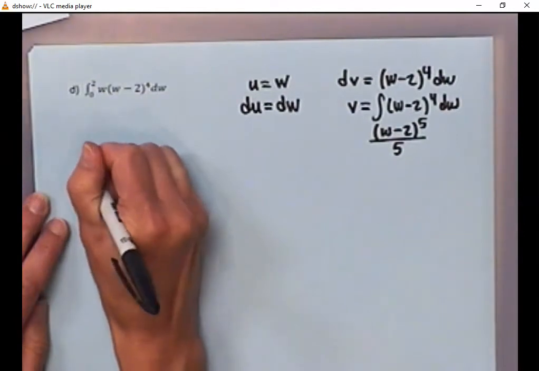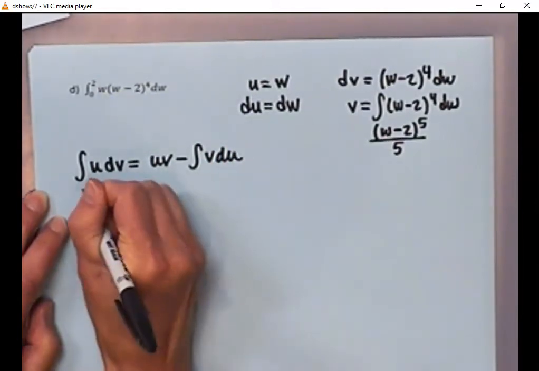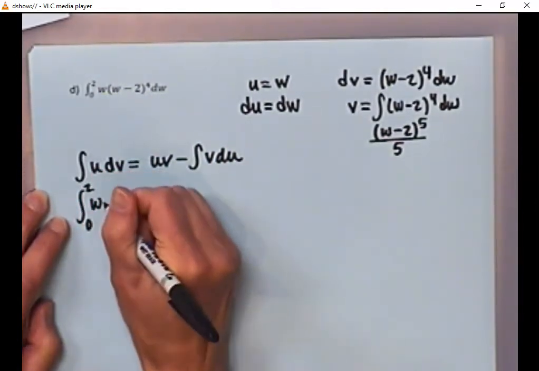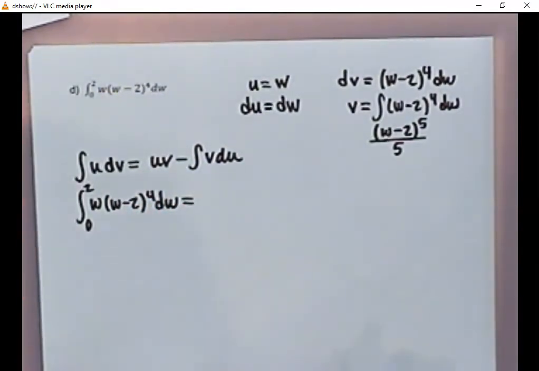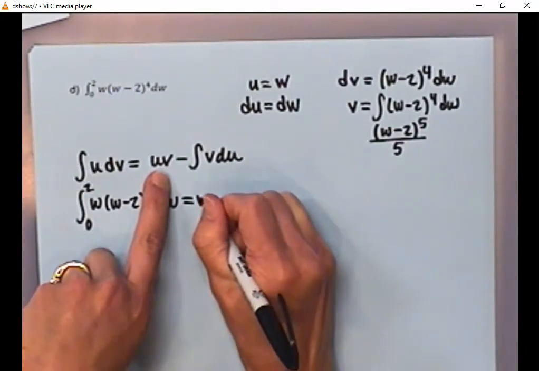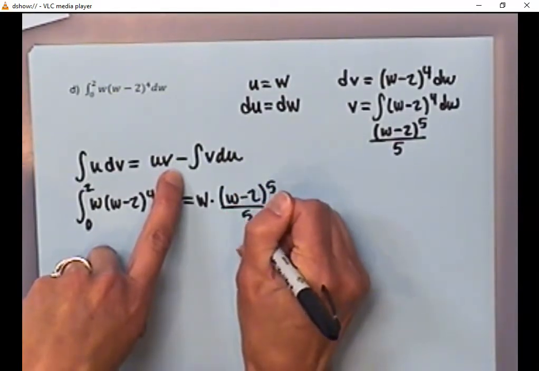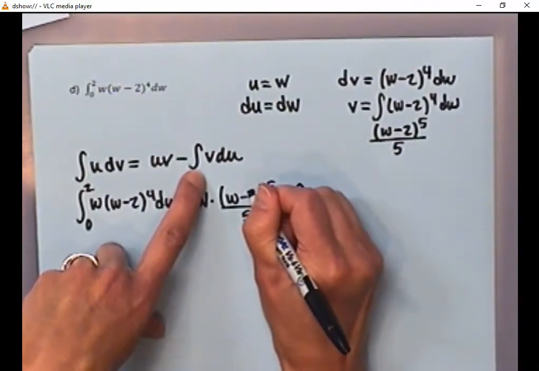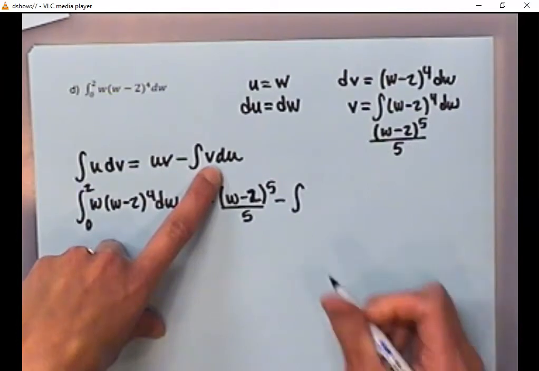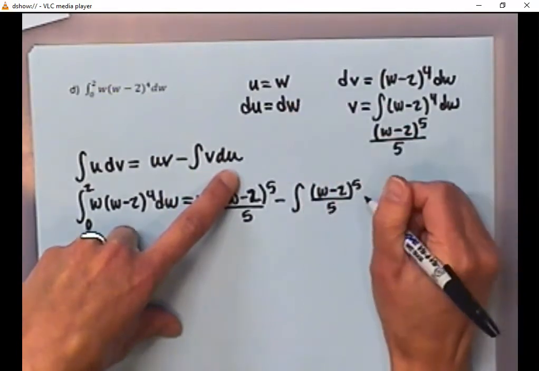Okay, so let's fill in the formula here. So we've got the integral from 0 to 2 of w times (w minus 2) to the 4th. Okay, so let's fill in the pieces. Our u is going to be w, right? v is w minus 2 to the 5th over 5, minus the integral of, and that's a 2, sorry, the integral of v, which is w minus 2 to the 5th over 5. But the nice thing, du is just dw.